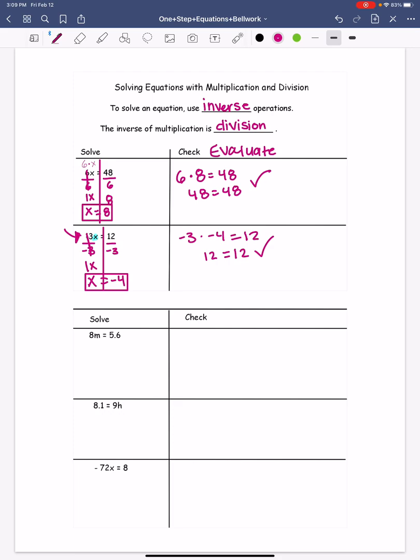Pause the video, try the others on your own, and then come back to it. Now the answers here, we should have m equals 0.7, h equals 0.9, and x equals -1/9. So guys, these are decimals. You may need to use your calculator to double check your math.